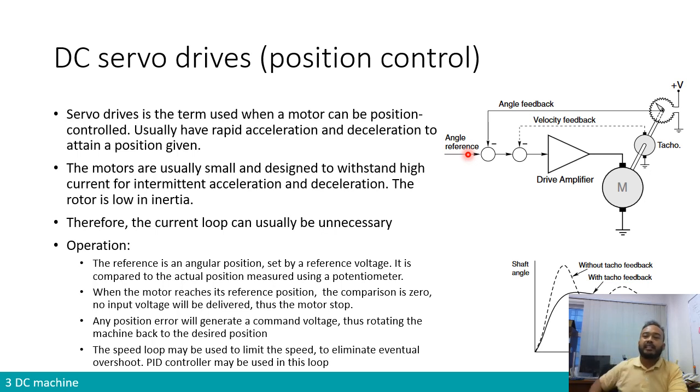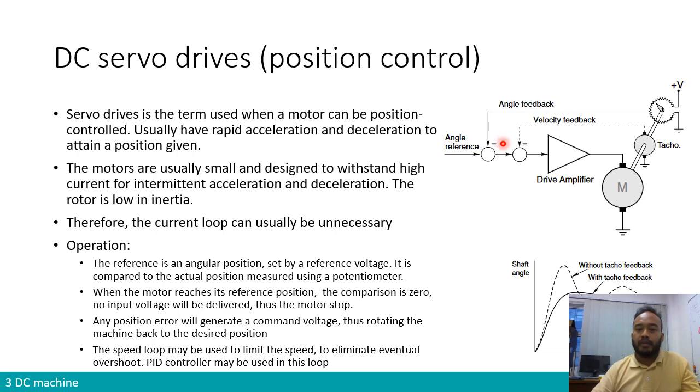If there is a certain difference, if the error is not zero, then the machine will continue to give a certain error input, therefore asking the velocity loop to continue to deliver current to the motor. Therefore, the motor will continuously rotate. Once the motor has reached the position, the error will become zero, right?